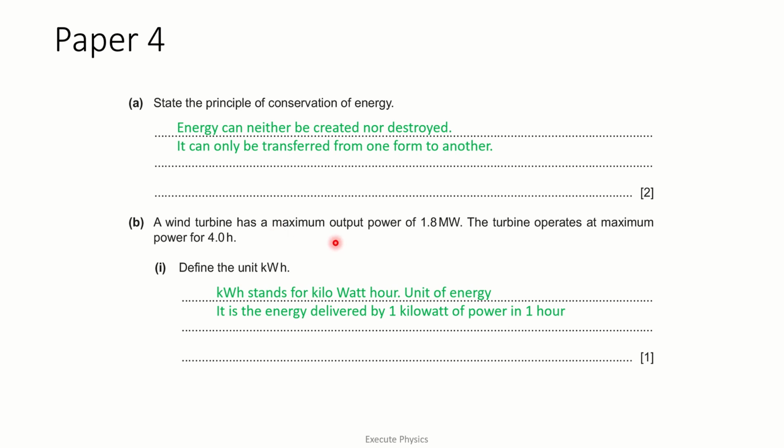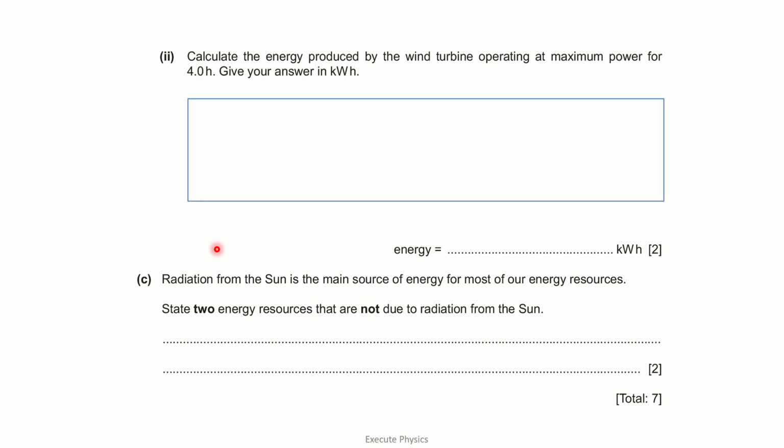So you have a turbine whose output is given to be 1.8 megawatt and it operates for a time period of 4 hours. So let's find the next part of the question. Calculate the energy produced by the wind turbine operating at maximum power for 4 hours. Give your answer in kilowatt hour. So how do you get the energy from power? Energy is power times the time taken. So power is already given to you as 1.8 megawatt.